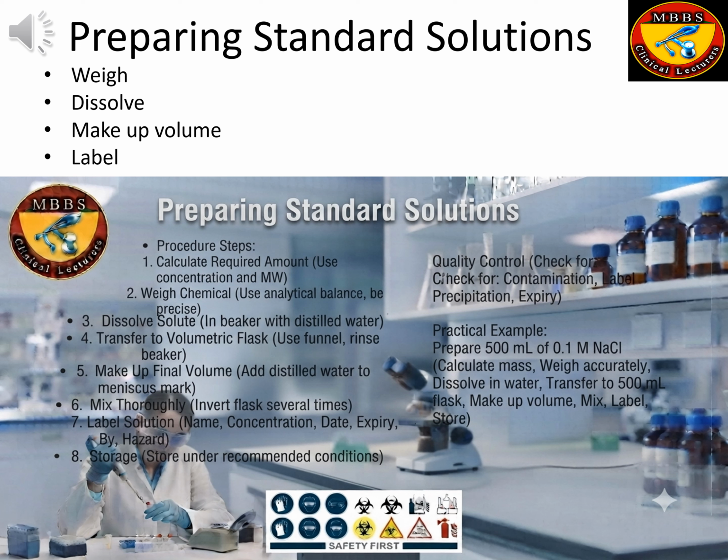1. Calculate the required mass. 2. Weigh the NaCl accurately. 3. Dissolve it in distilled water. 4. Transfer to a 500 milliliter volumetric flask. 5. Make up the volume to 500 milliliters. 6. Mix, label, and store correctly.